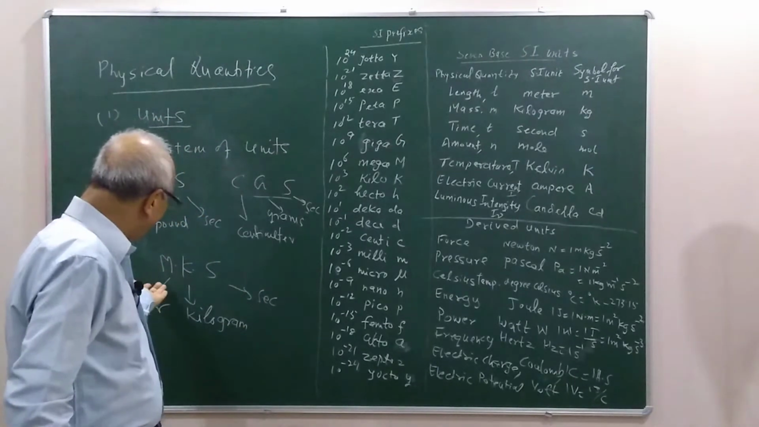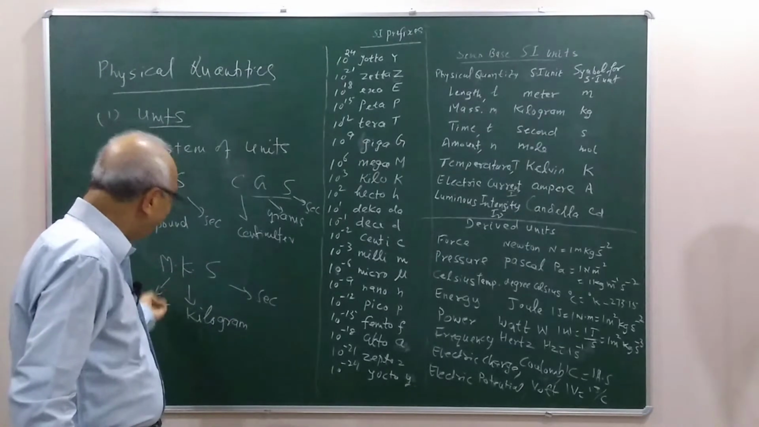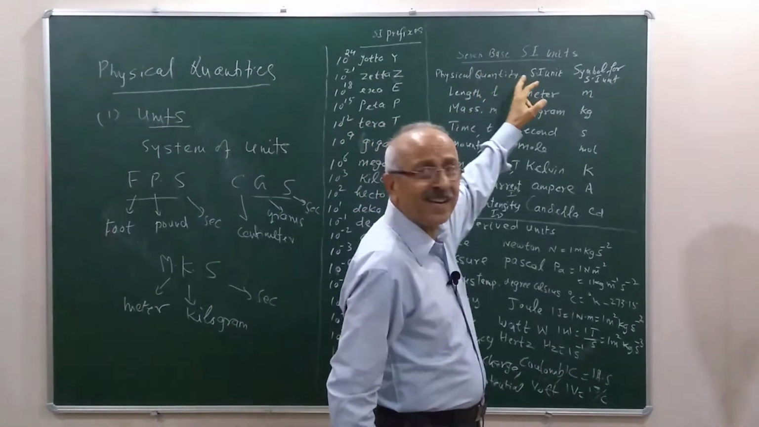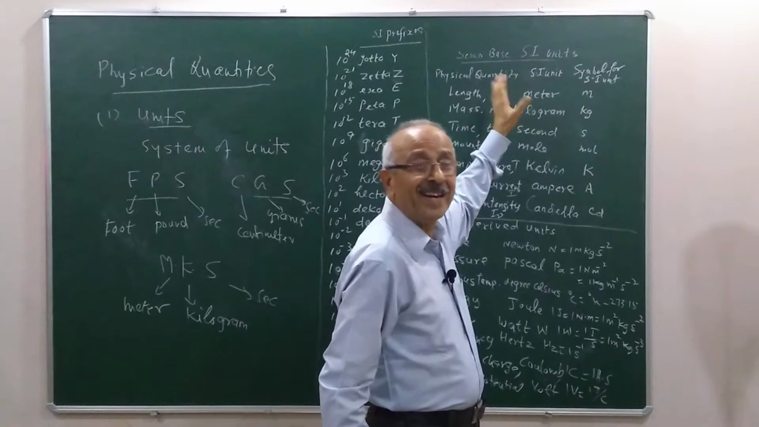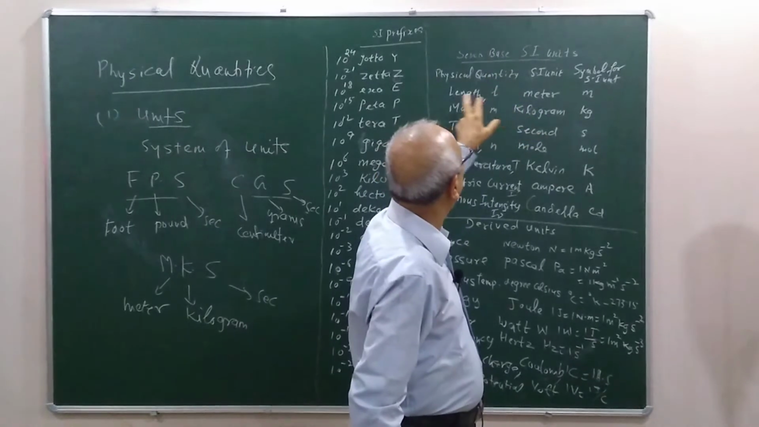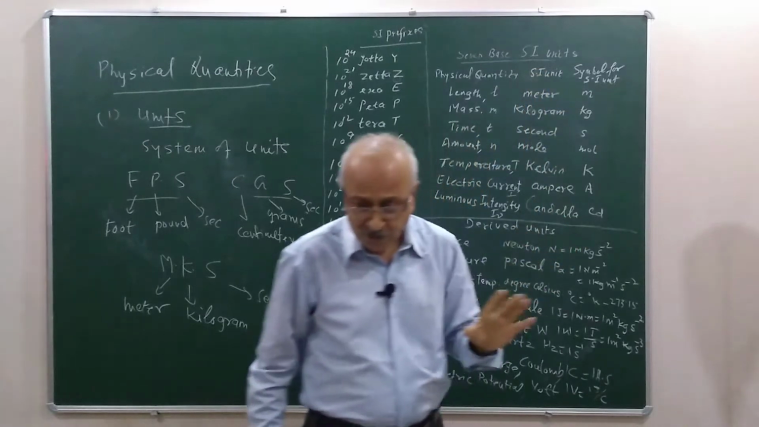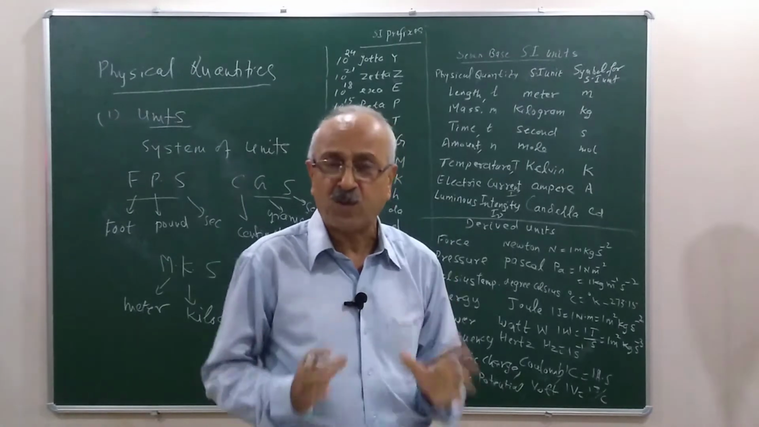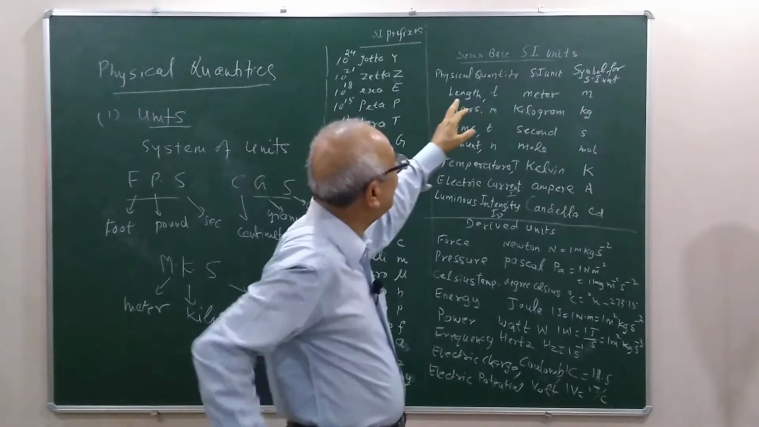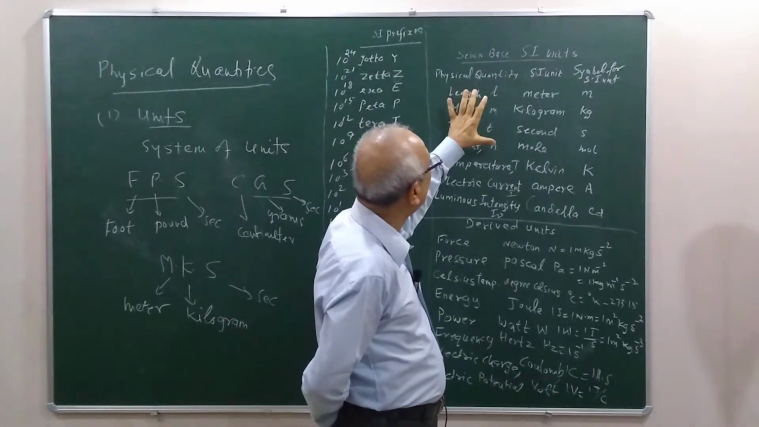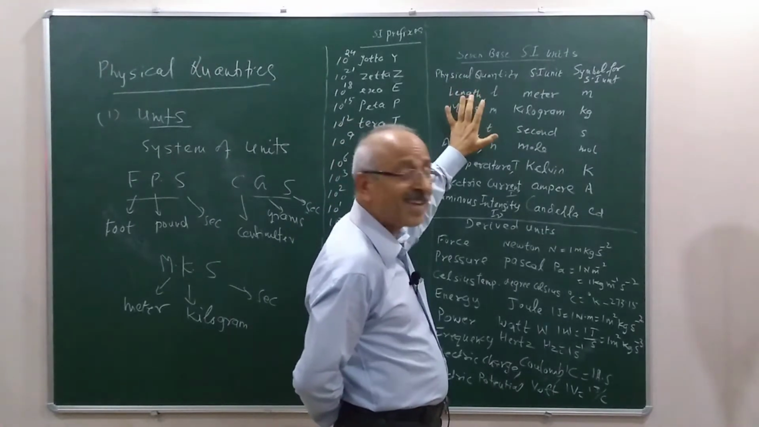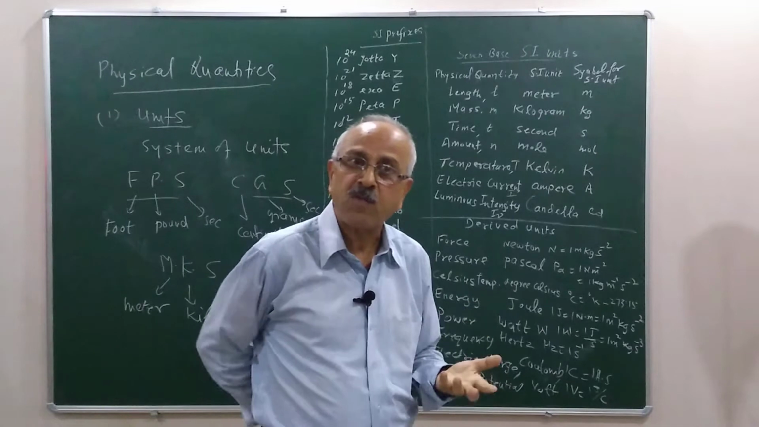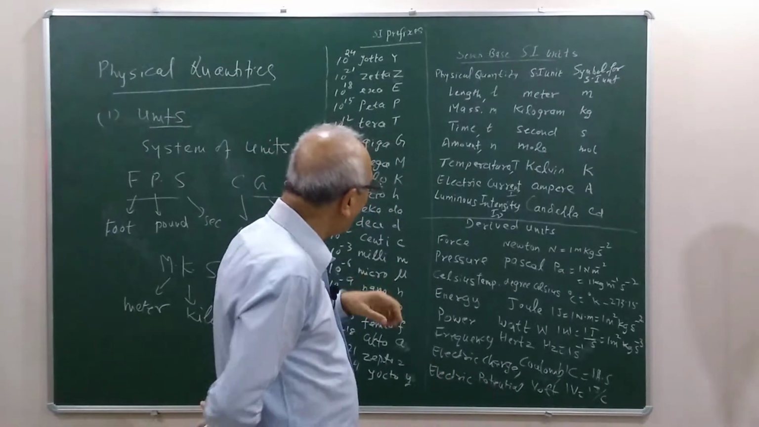From 1971 onwards, the MKS system became very important, and from the MKS system was born the SI system of units. SI means Standard International System of Units, which has been accepted internationally, and today we are using the SI system. The most important thing about the SI system is there are 7 basic or fundamental base units, and from these 7 base units we can derive the units of all other physical quantities. So that makes life very easy for us.